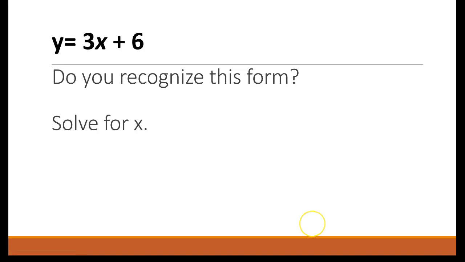Now let's go on to this equation. Y equals 3x plus 6. I'm pretty sure you're able to recognize this form, right? It looks familiar to you because it's something you actually had to do in a previous math class. You had to solve for y. Remember, this is called the slope-intercept form. The slope-intercept form is y equals mx plus b.